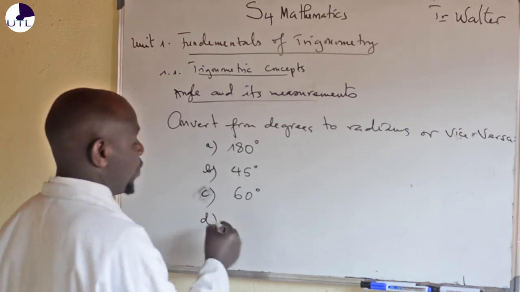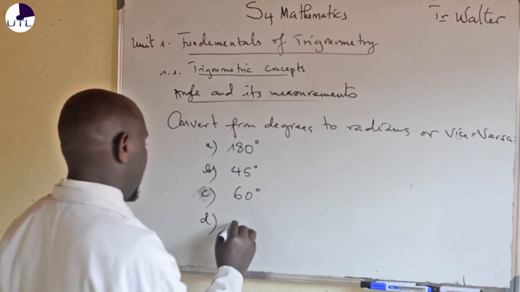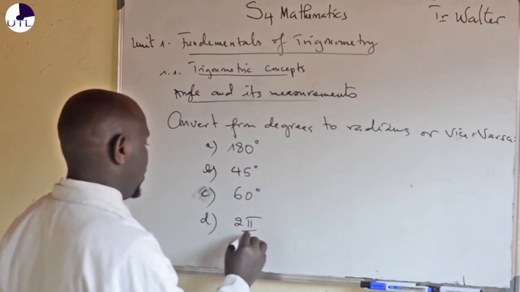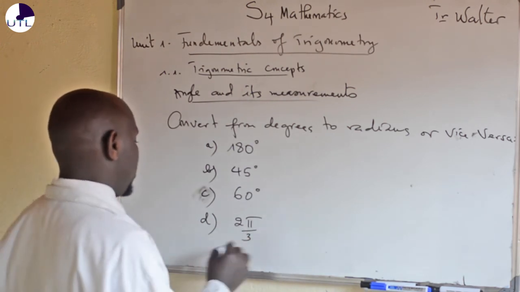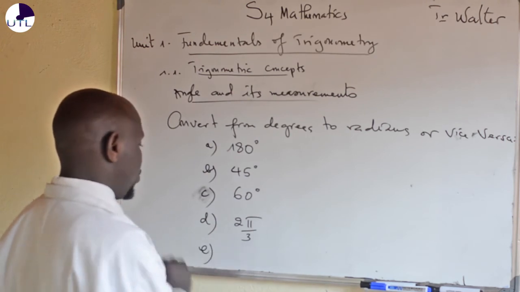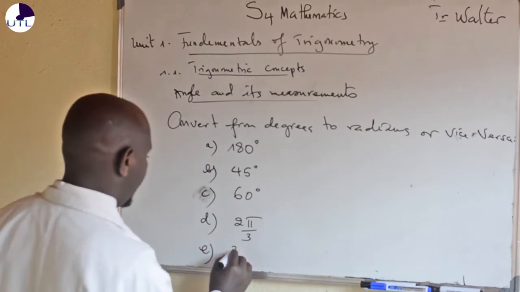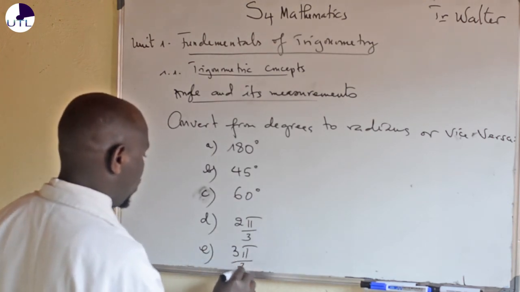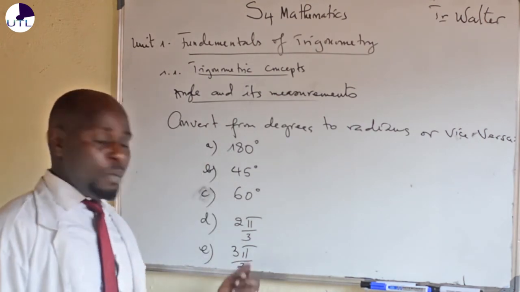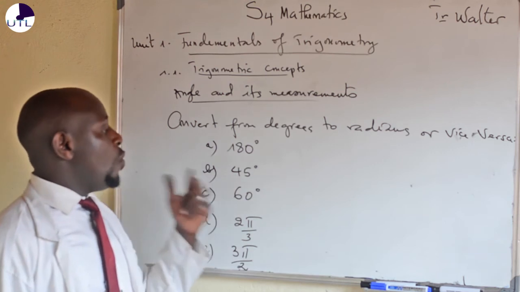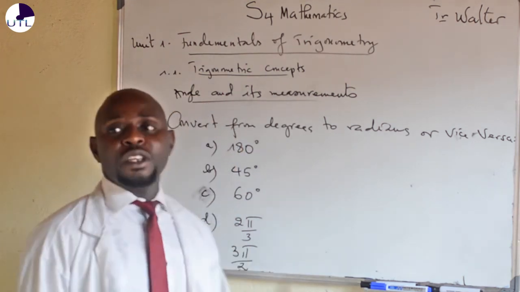And lastly, you will convert from radians to degrees the following. And this is 2 pi over 3. You try to convert this from radians to degrees. And lastly, you will also convert from radians to degrees 3 pi over 2. So ladies and gentlemen, if you try the 5 ones, you will be able to understand how we can convert from degrees to radians or from radians to degrees.